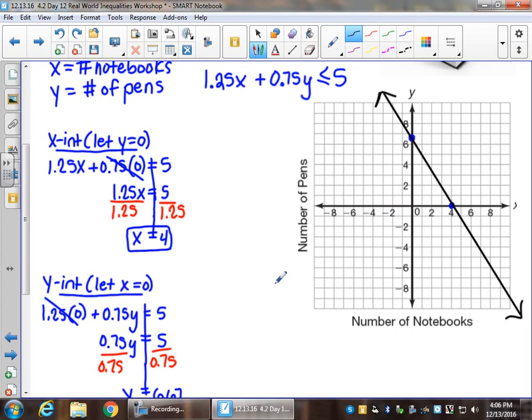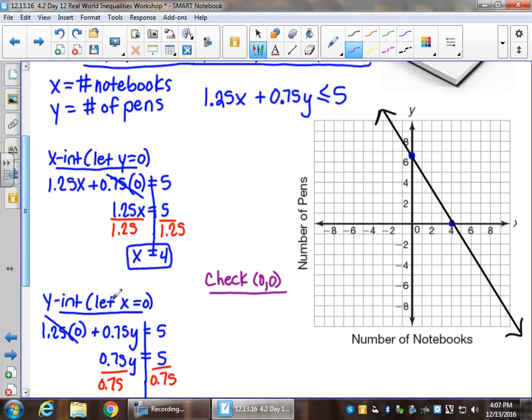We've successfully found our intercepts, we've graphed our line, and last but not least, we need to figure out what side to shade. To do that, we are going to check 0, 0. My line does not go through 0, 0, so I can actually do that check. This will be 1.25 times 0 plus 0.75 times 0 less than or equal to 5.